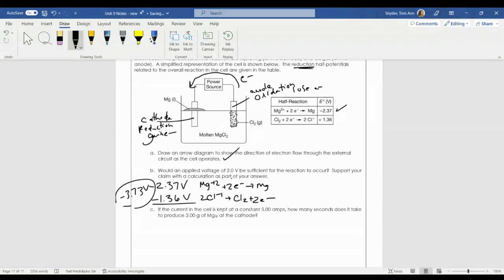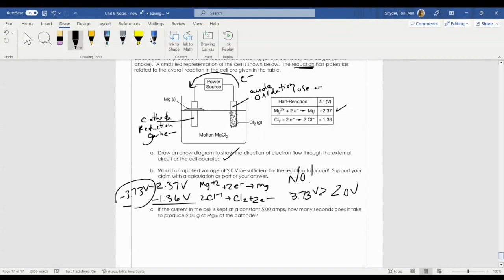And the question is asking, is 2 volts enough? Well, the answer is no, because we just found that I have to apply almost double the voltage. So we'll say no, because 3.73 volts is greater than 2.0 volts. And that's really all you have to say for something like this. You don't have to go into a major explanation, okay? Because you have to apply 3.73 volts instead.